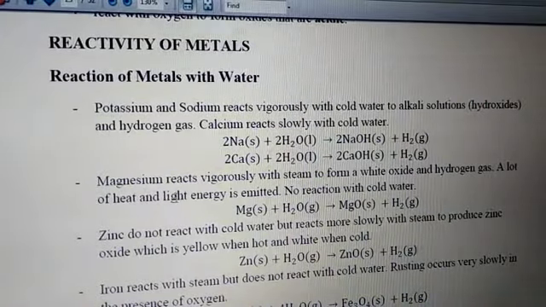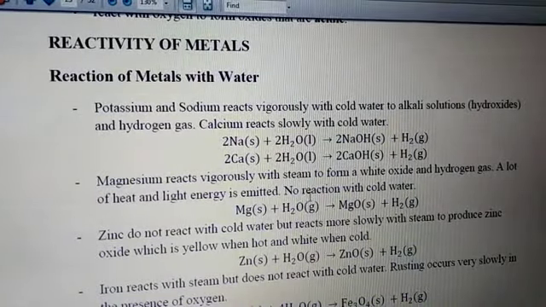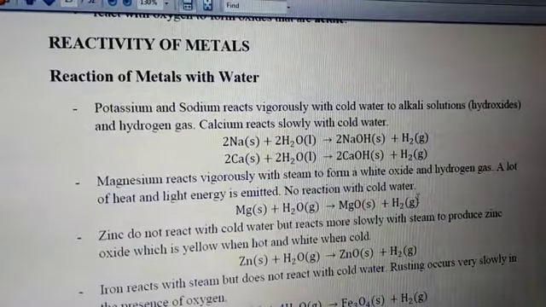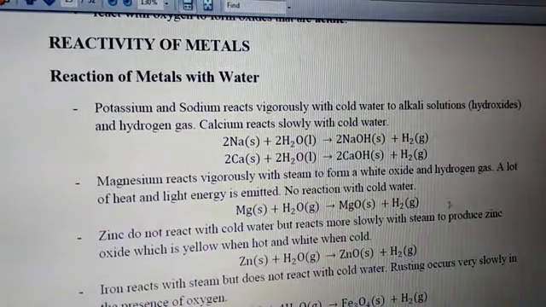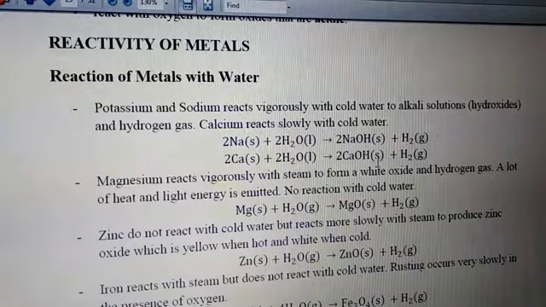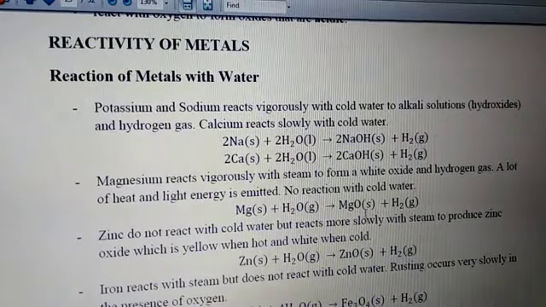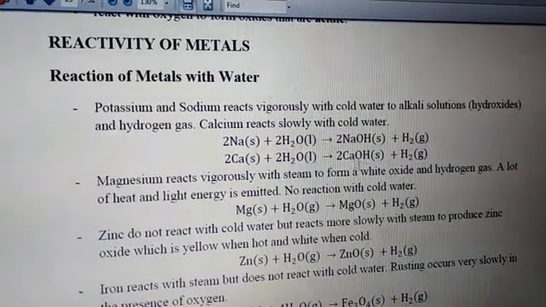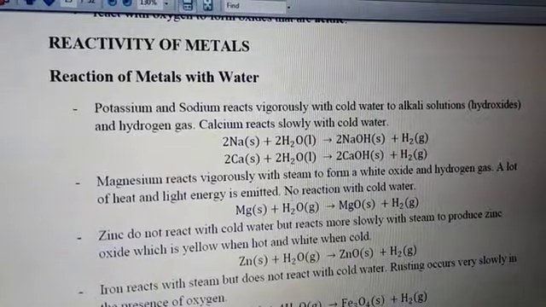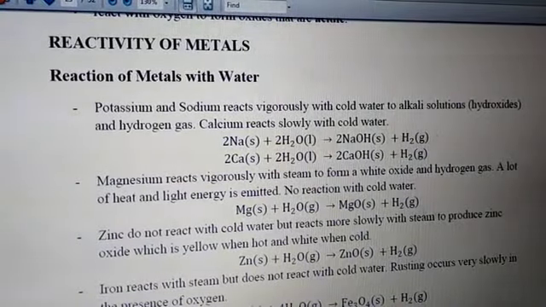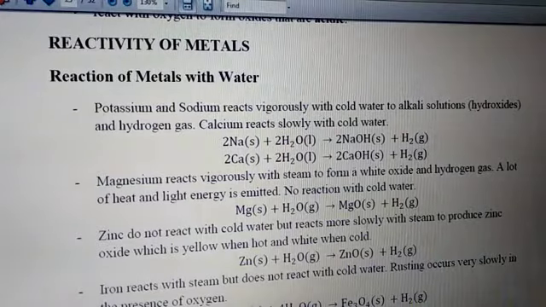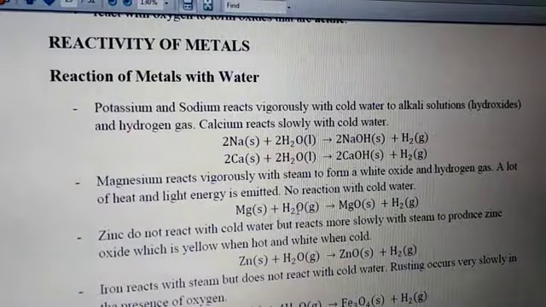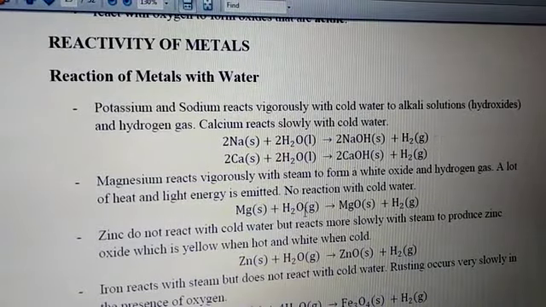But what about magnesium? Magnesium reacts vigorously with steam. Take note, it will only react with steam to form a white oxide and hydrogen gas. It's not going to form a hydroxide. It is just going to form magnesium oxide. That's calcium hydroxide. That's sodium hydroxide. As for magnesium, it's going to react with steam and form a white oxide and hydrogen gas. The white oxide is magnesium oxide, right? During this reaction, a lot of heat and light energy is emitted.